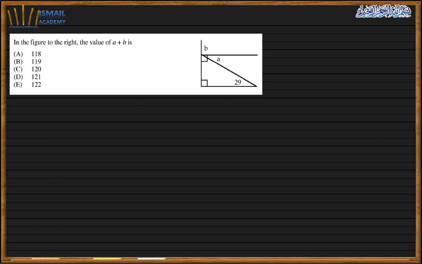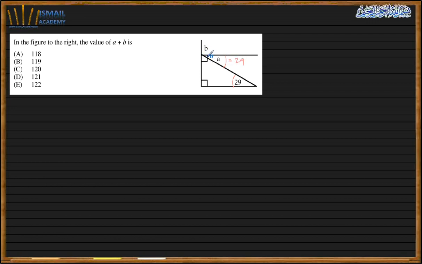Next question. Here in the figure to the right, the value of a plus b is, all right, look here, it's a right angle. Here is a right angle. What does it mean? Those two sides are parallel. If those two sides are parallel, those two angles are alternate interior angles. If they are alternate interior, they are congruent, which means that a equals 29.